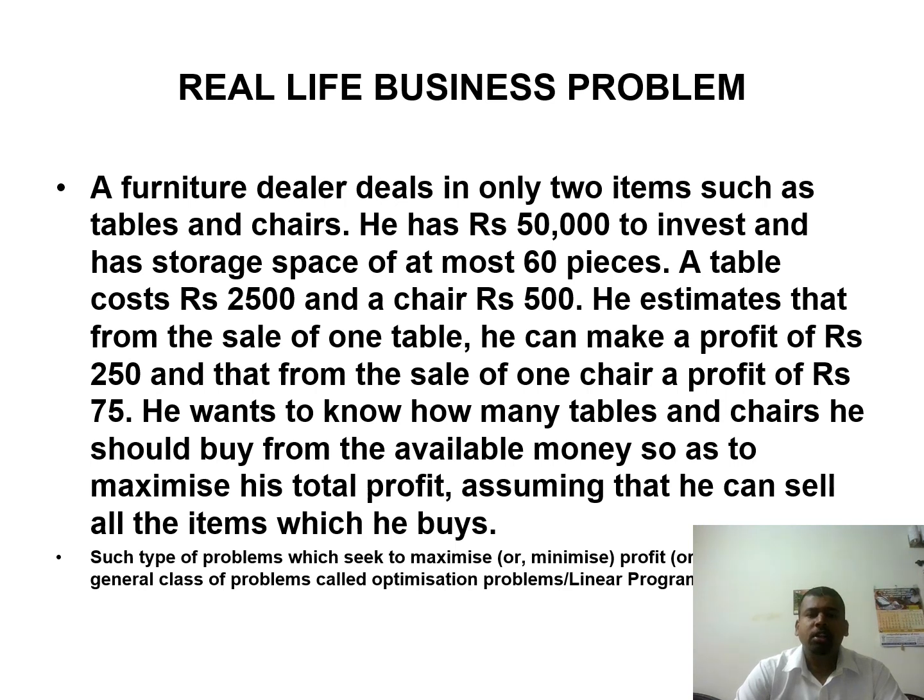Next, the problem gives the profit part. For one table, the dealer gets 250 rupees as profit, and for a chair he gets 75 as profit. Now we have to determine how many tables and chairs the dealer can prepare with these limited resources. The limited resources are, one, the investment, and second, the storage facility available to him in order to get the profit. This is the way we consider it as a real-life business problem.